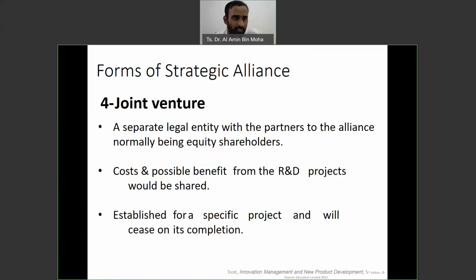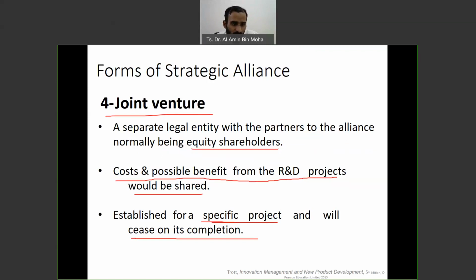The fourth is joint venture. Okay, a separate legal entity in which the partners to the alliance, normally being equity shareholders, share the cost and possible benefit from R&D, and it is established for a specific project. Actually, you identify a specific project and will close on its completion. So usually a joint venture is based on a project. It's not like a long-term effort. Yeah, it can be long-term based on the duration of the project.